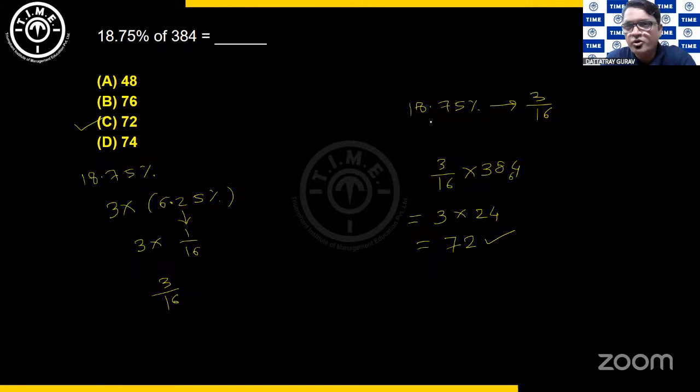So again, you have to remember this. What is 18.75%? It is 3 by 16. Remember these numbers. Let's work on the next question. Next will be 83.33% of 7458. You have to work on this number.